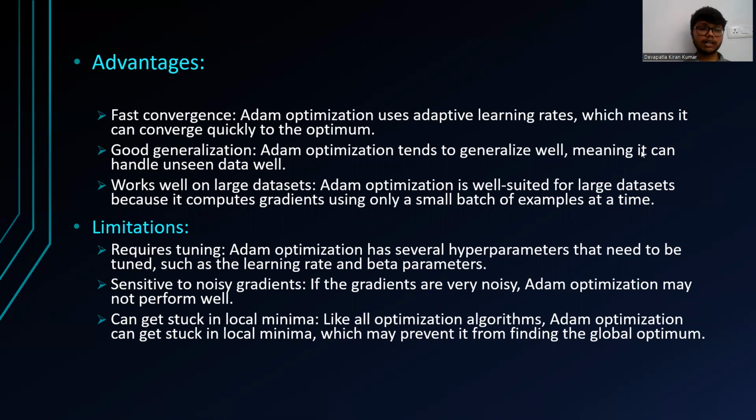Now the limitations of Adam optimization. It requires tuning. Adam optimization has several hyperparameters that need to be tuned, such as the learning rate and beta parameters. Adam optimization is also sensitive to noisy gradients. If the gradients are very noisy, Adam optimization may not perform well. It can get stuck in local minima. Like all optimization algorithms, Adam optimization can get stuck in local minima, which may prevent it from finding the global optimum.